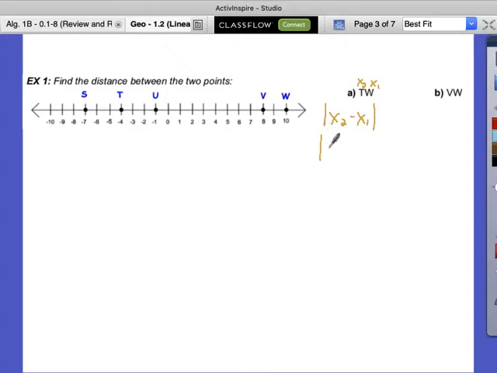So we're going to have the absolute value of negative 4. And I like to substitute in parentheses, just in case we have a lot of negatives here, minus whatever x1 is. So what's the value of W? 10. 10. So minus 10. So we have the absolute value of negative 4 minus 10.